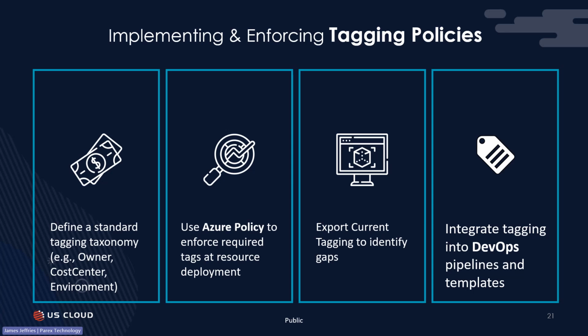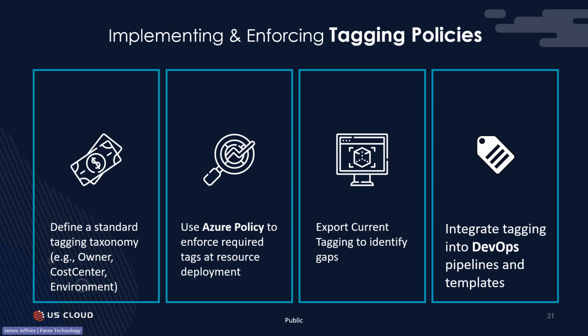Other examples of common tags are application. And I want you to think of tags as a way to report. So if the business comes to you and says, tell me how much Great Plains is costing me inside of Azure, if we have that application tag in place and enforced, you can run a report in cost analysis and separate it by that tag. So you can see here's all the resources associated with Great Plains, and here's my monthly cost associated to that.